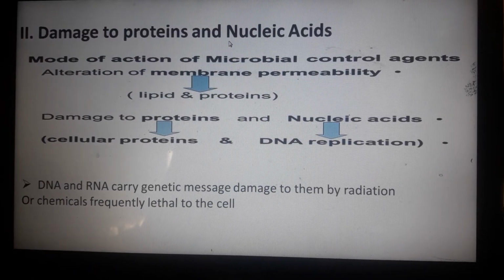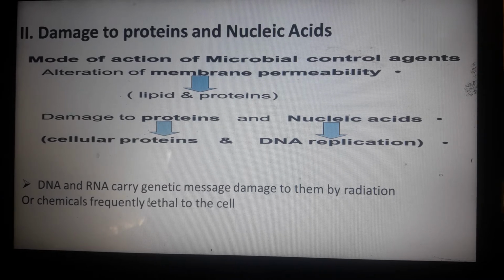Okay, so damage to proteins and nucleic acids. The mode of action of antimicrobial agents includes alterations of permeability, affecting lipids and proteins. So when there is a leak, that leads to damage of the nucleic acids or proteins, especially the cellular proteins present inside, and nucleic acids, and it will lead to inhibition of the replication process or multiplication of the bacteria.